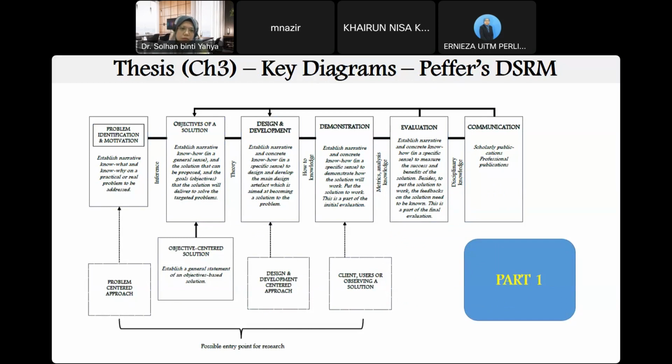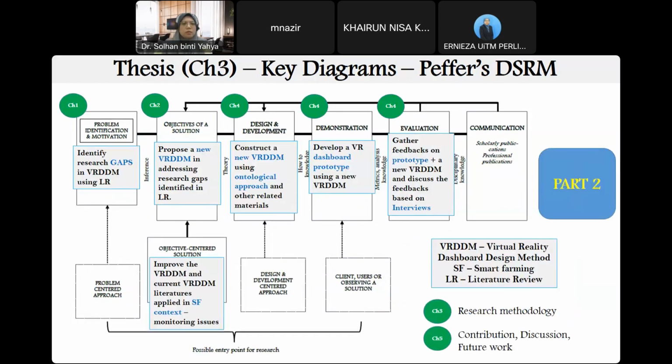You can explain this diagram for part 1, and then for part 2 you use the diagram and map your chapters. This is part 2 of the design science thesis, chapter 3. For example, in the Peffers template, the first box is chapter 1, the second box is chapter 2, the third and fourth box, or even a fifth box, is chapter 4, for example, okay, based on the skeleton of the thesis, right?